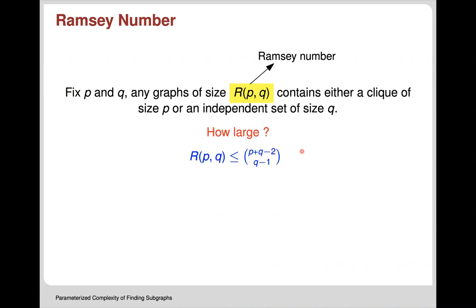So how large is this number? R(p,q) is at most (p+q-2 choose q-1). This is called the Ramsey number.